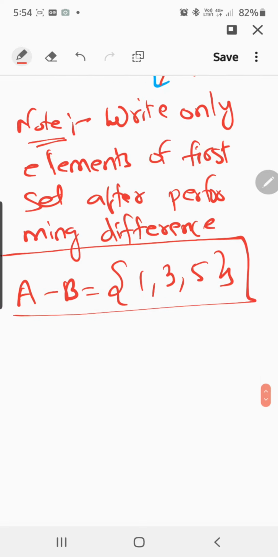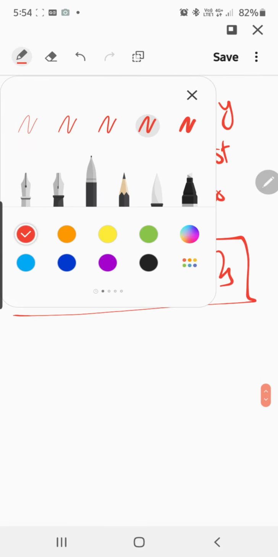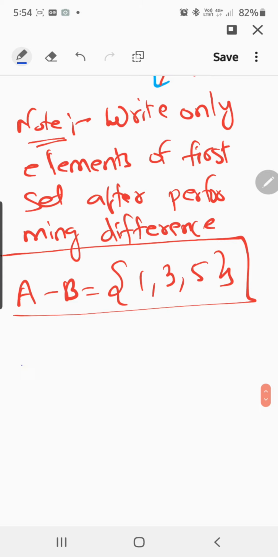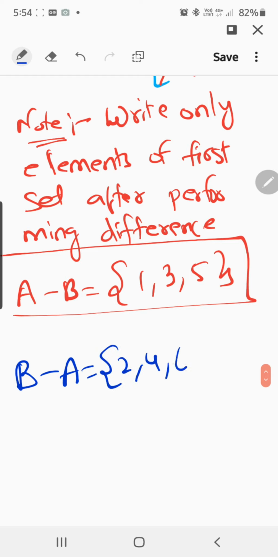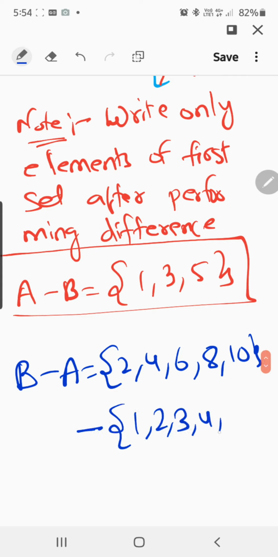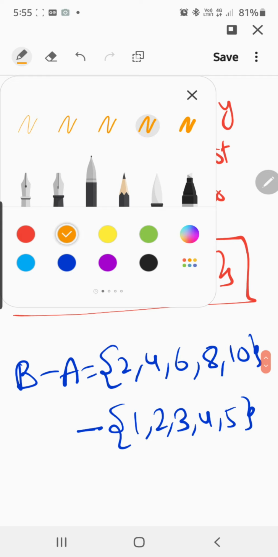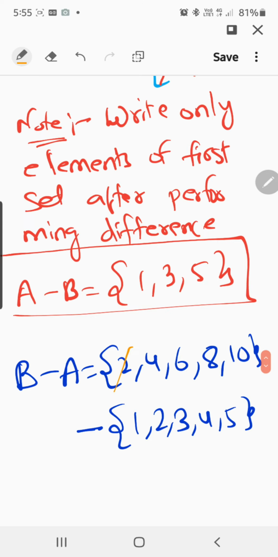Now, some students asked, can we perform B minus A? Yes, we can perform B minus A also, so we are doing that now. B minus A. What is B? 2, 4, 6, 8 and 10, minus 1, 2, 3, 4, 5. These are the elements of B and A. Now, what are the common elements? 2 is common, clearly you can see here. Next, 4 is common in both the sets.